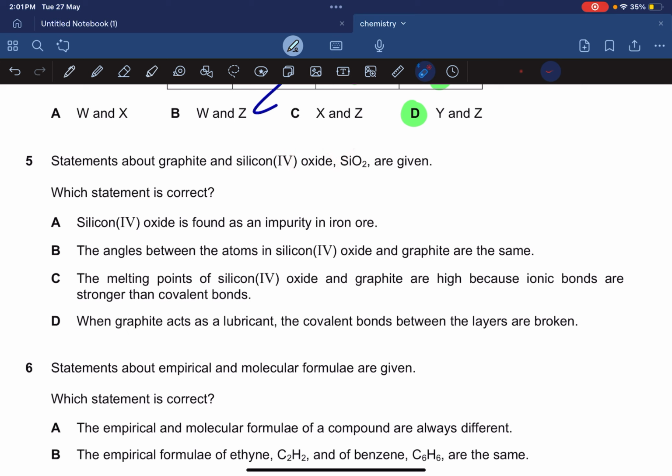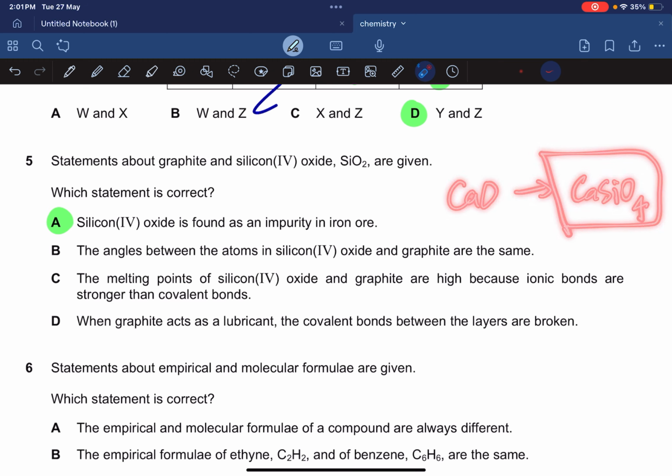Moving on, which statement is correct? Silicon IV oxide is found as an impurity in iron ore. That's extremely correct. The first statement I found, and it's correct. Why is it correct? Because you should know that in iron ore we basically have silicon IV oxide, which is the main impurity. That's the sand particles in iron, and you basically react this impurity with your calcium oxide to form calcium silicate, CaSiO3, which is commonly known as your slag. So that's correct. Let's read the other statements for the sake of perfection.